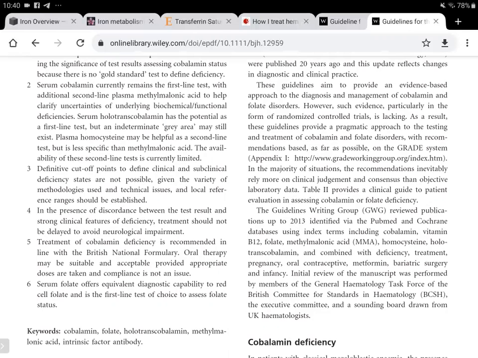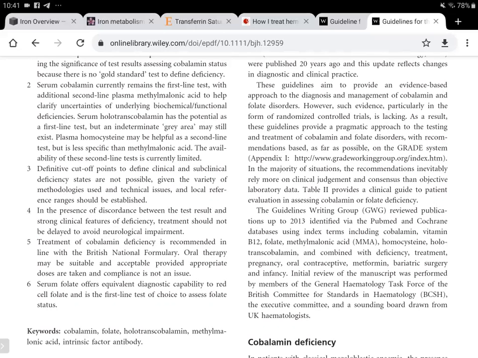So these are the tests that need to be done, and the definitive cutoff points to define clinical and subclinical deficiency are not possible, because there is no definite cutoff point. There are just certain cutoff points and a lot of gray zones in between. Given the variety of methodologies used, the technical issues, and the local reference ranges used to establish the deficiency levels, there is so much variation in the methodologies, technical agents and reagents that it is not possible to have a well-defined cutoff.